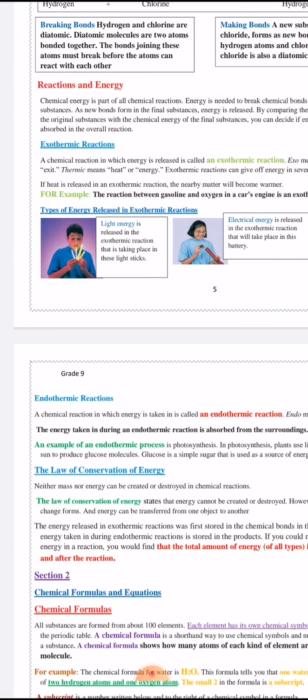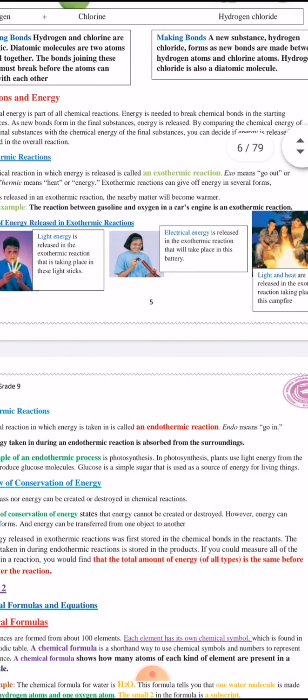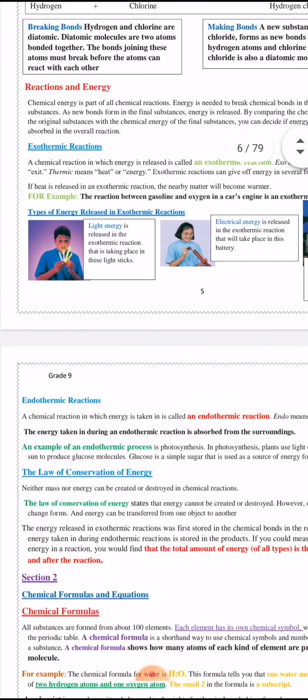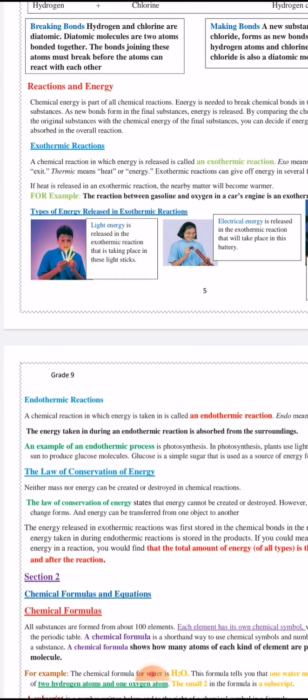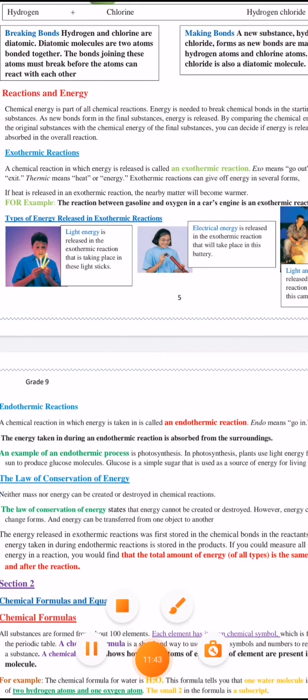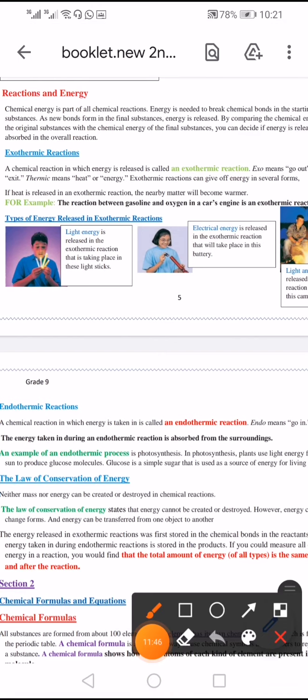Endothermic reaction: a chemical reaction in which energy is taken in or absorbed. So in an endothermic reaction, we absorb energy. Endo means go in. The energy taken in during an endothermic reaction is absorbed from the surroundings. An example of an endothermic reaction is the photosynthesis process, which is a very important example of an endothermic reaction.